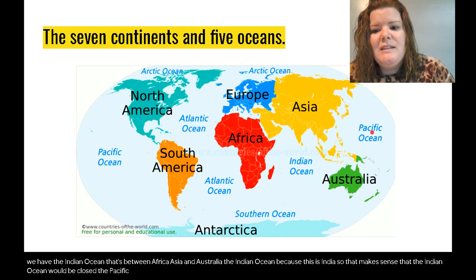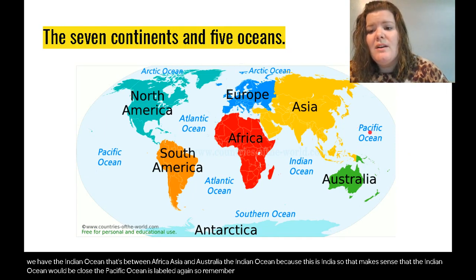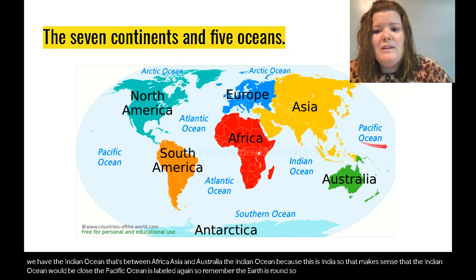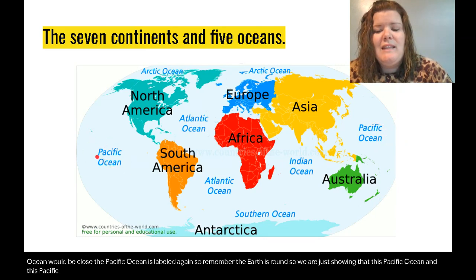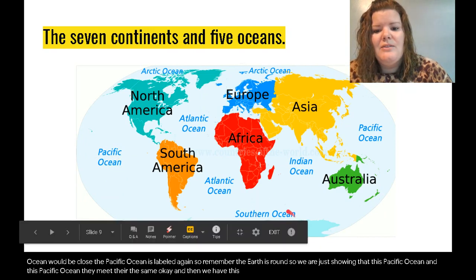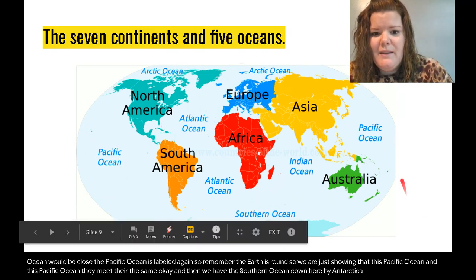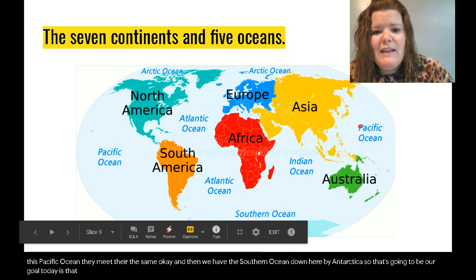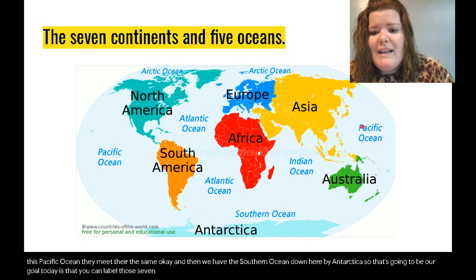The Pacific Ocean is labeled again. So remember, the Earth is round. So we are just showing that this Pacific Ocean and this Pacific Ocean, they meet. They're the same. Okay? And then we have the Southern Ocean down here by Antarctica. So that's going to be our goal today, is that you can label those 7 plus the 5 oceans.